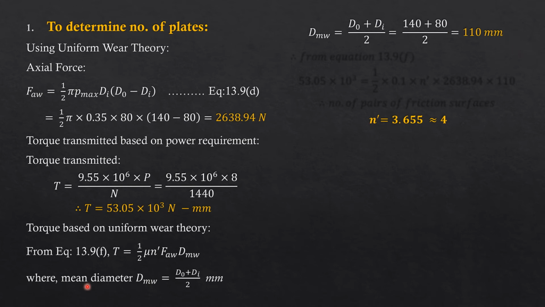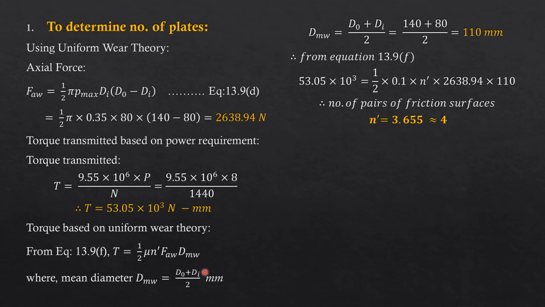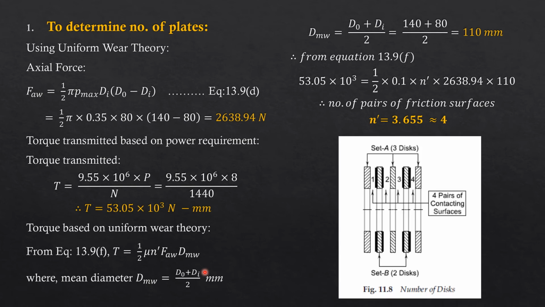Now, torque we already know is 53.05 into 10 power 3. Therefore, T we know and all other factors except for N dash you know, right? Therefore, let us calculate N dash. What is N dash? N dash we know is the number of contact surfaces or the number of pairs of friction surfaces. All right. Therefore, let's solve this, and when you solve for N dash, you will get it as 4.